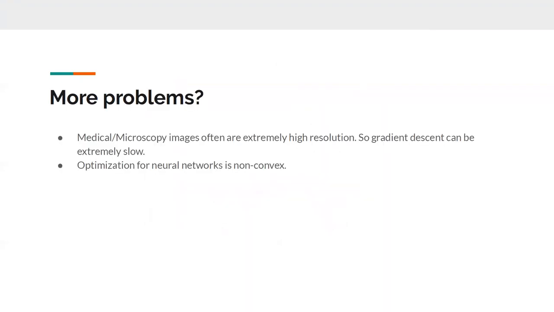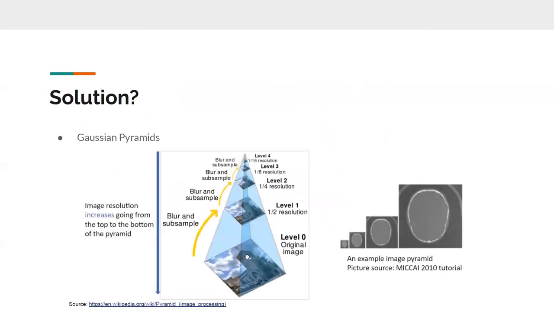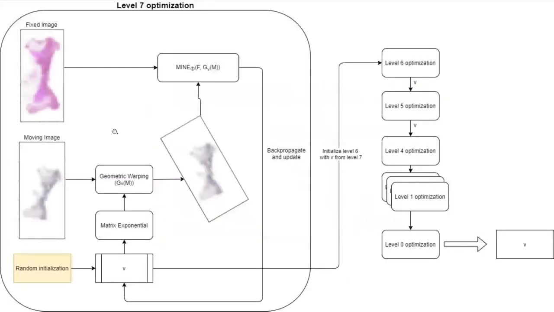More problems with registration are that optimization is often non-convex, and given the large resolution of these images, optimization is very slow. So we use this idea of Gaussian pyramids, where we work with a much blurred out smaller resolution of the image, where we can just see the global structures. So we randomly initialize it at this level and optimize for it, and use the parameters obtained here to initialize the next level of optimization, which is a larger and clearer version of the image.